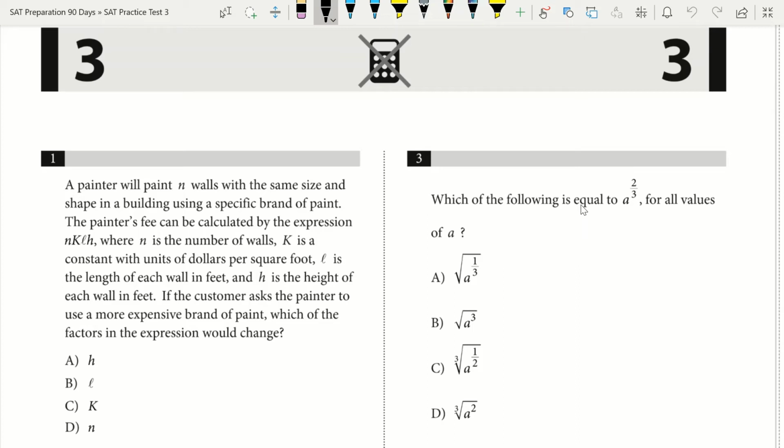Today is day 7 in our 90-day SAT preparation series. So today we'll be doing 30 minutes in the math section and then switching over to do 30 minutes in the SAT reading section. So today we're going to start with practice test 3. We'll be doing questions 1 through 8 on the math no calculator section and then questions 1 through 8 on the math with calculator section.